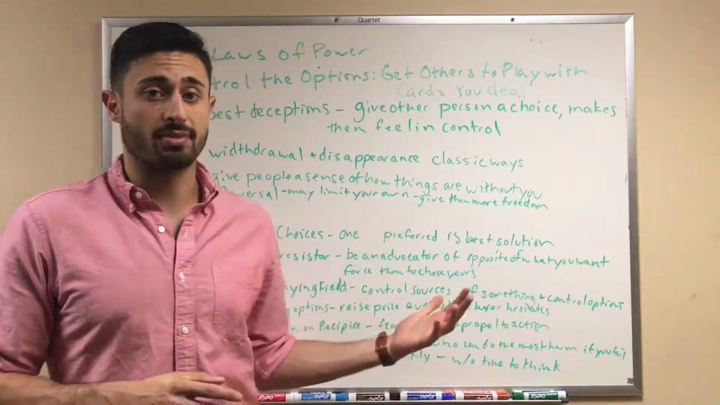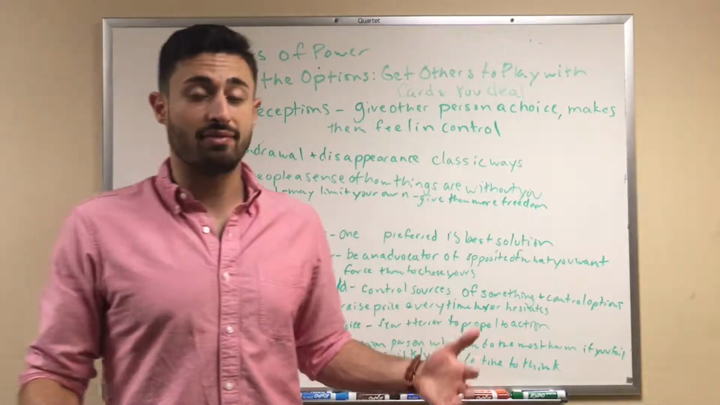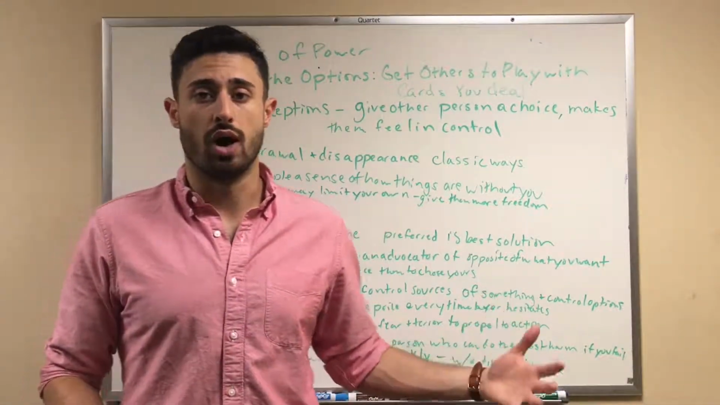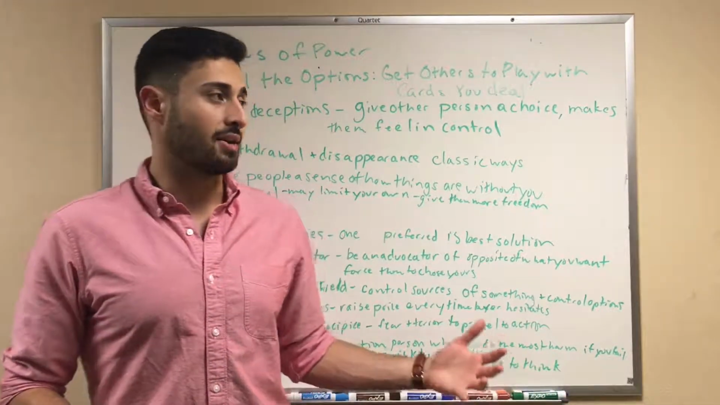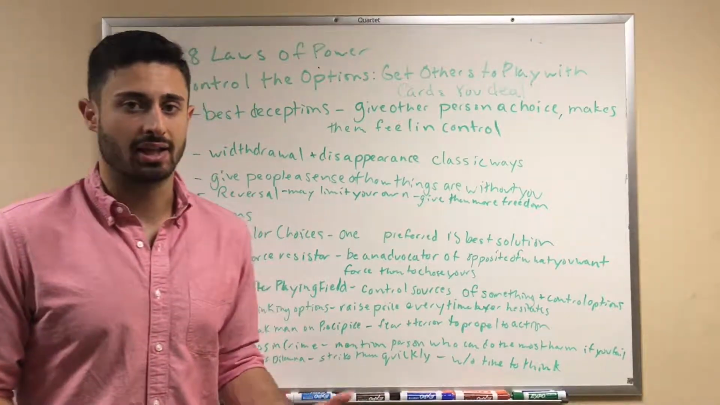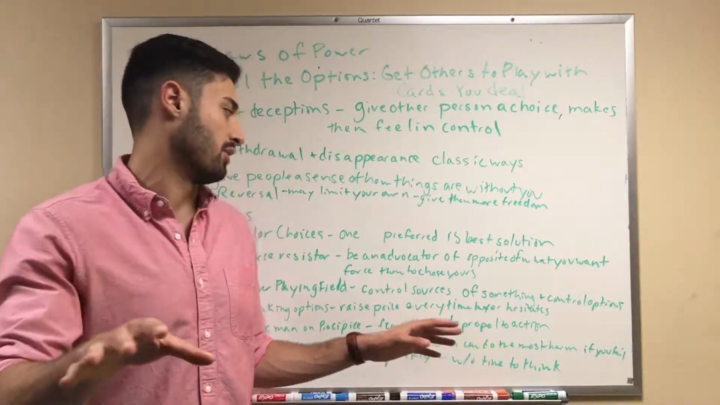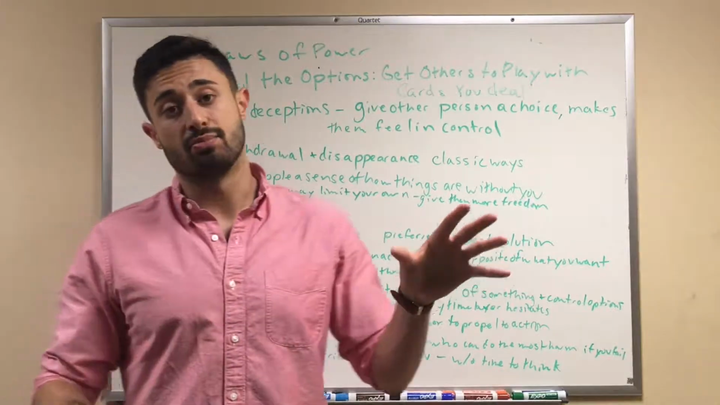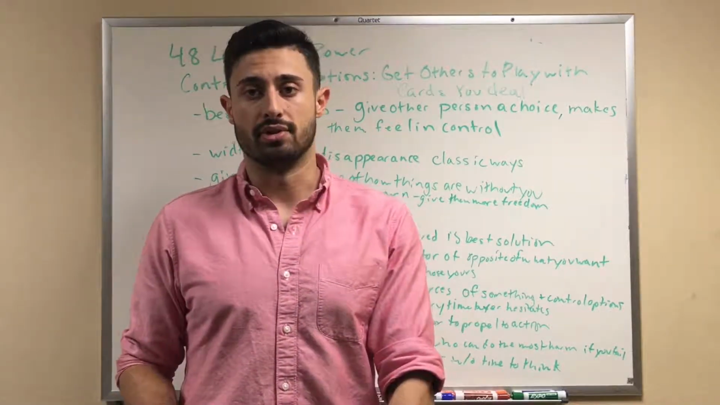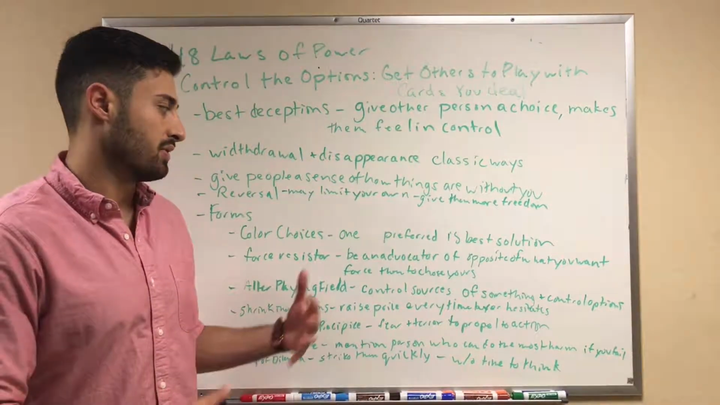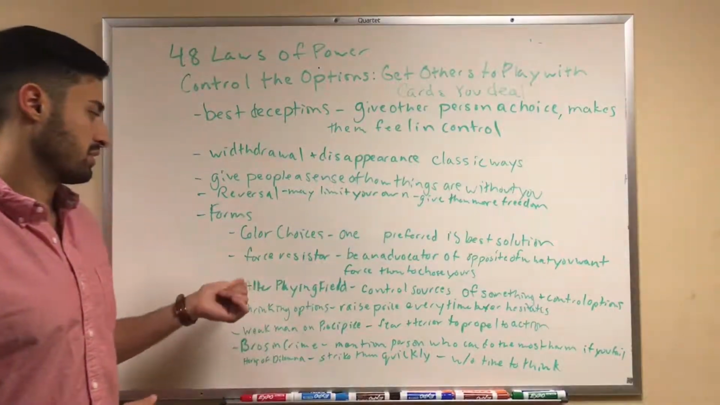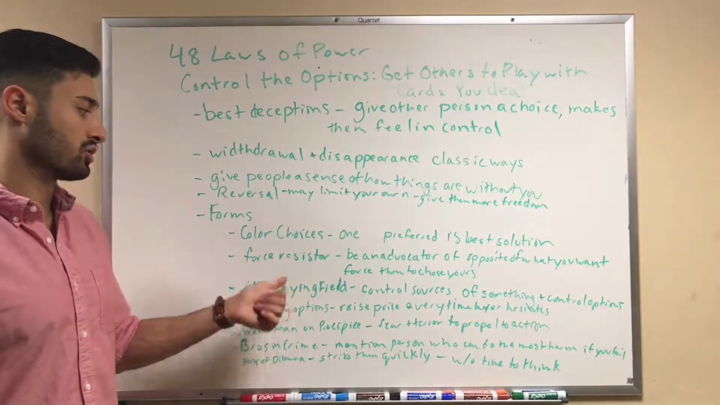Two is the forced resistor. So this is almost the opposite of the last one. So you want to be an advocate of the exact opposite of what you want to do, and be so obsessed with it that the other person almost gets turned off. And they end up choosing what you want them to do. It's kind of the exact opposite of coloring choices. It's forcing the resistor. Three is altering the playing field.